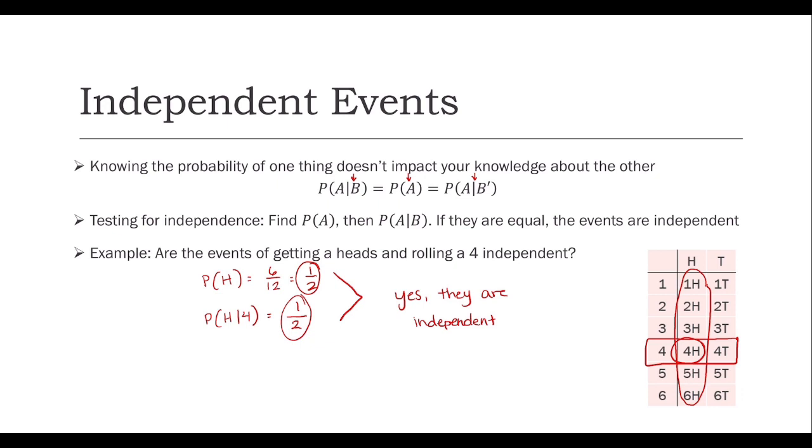And that's because rolling a dice and flipping a coin, those are completely separate events. It doesn't matter what number you roll, your heads and tails still have the same probability.